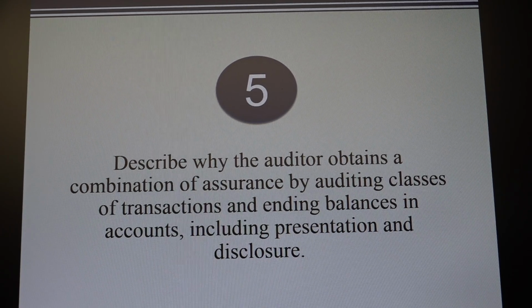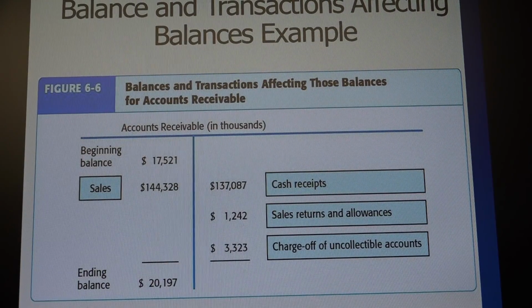So the next thing we want to talk about is why the auditor obtains a combination of assurance by auditing classes of transactions and ending balance in accounts, including presentation and disclosure. And so here what you're trying to do is you're trying to set both general objectives as well as specific objectives based upon management's assertions. They've made certain assertions for each category, and let's just kind of show you here.